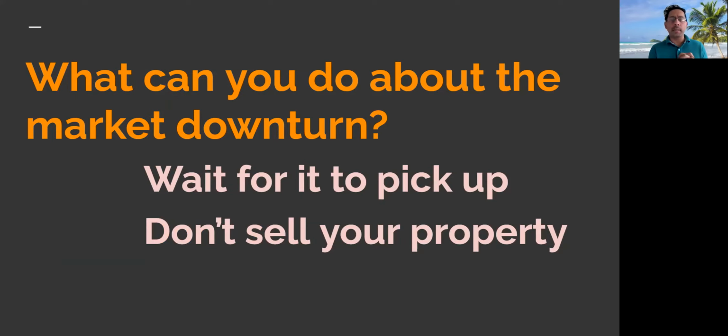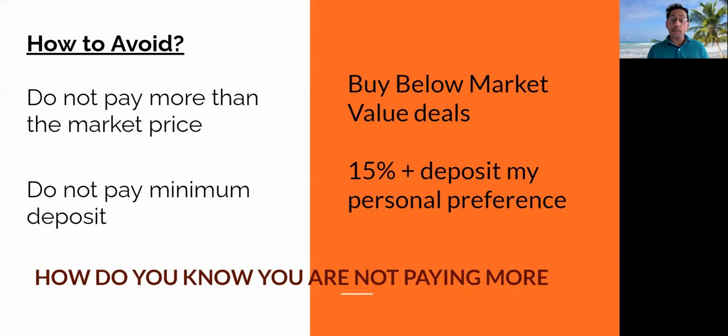So what can you do about the market downturn? You can simply wait until the market picks up, but only if you don't have to sell the property. If you're in a desperate situation where you have to sell your property during the market downturn and you are in negative equity, this is the worst-case scenario, and you don't want to be in it. So during a downturn, wait until it picks up, or don't sell the property if you can afford not to sell it.